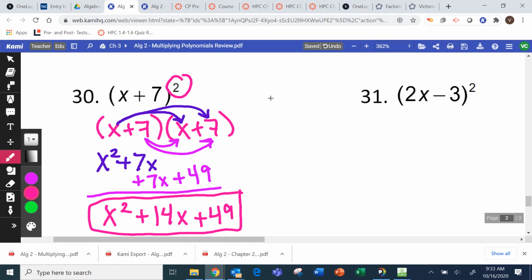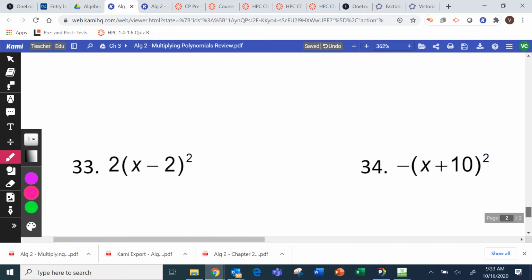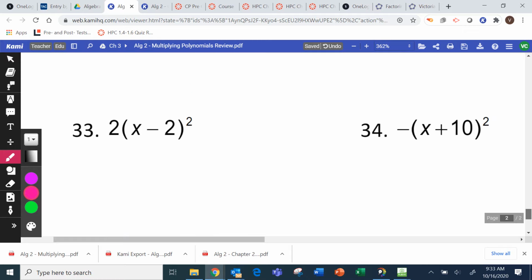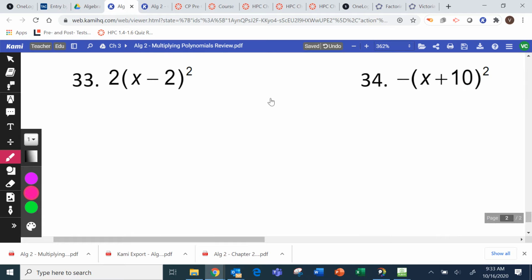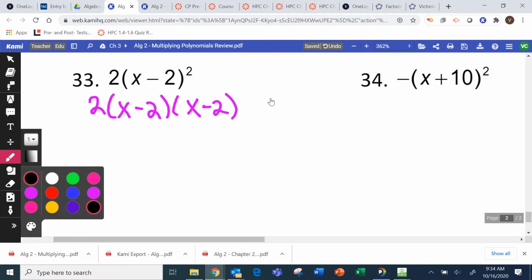And then there's one more kind that I really want to talk about. It's really important. We'll just do the one right underneath it, number 33. So this would be like 2 times x minus 2 times x minus 2. That's my first step.